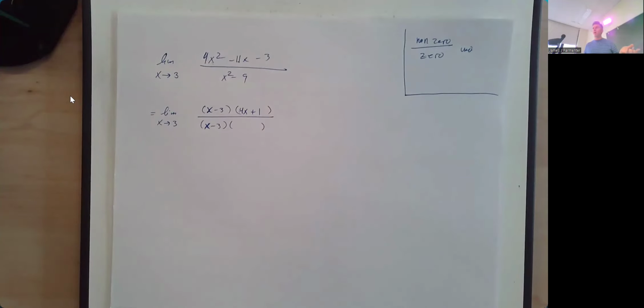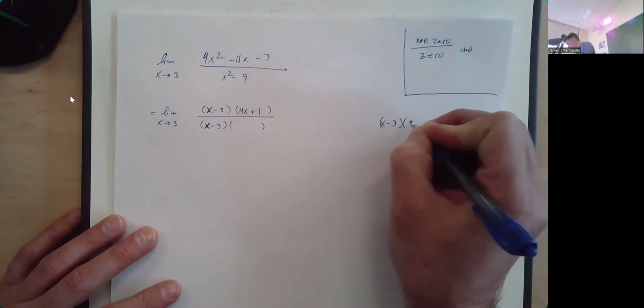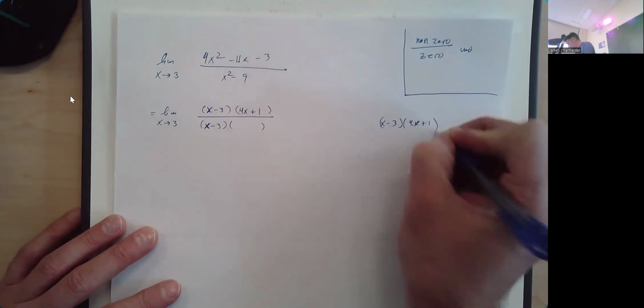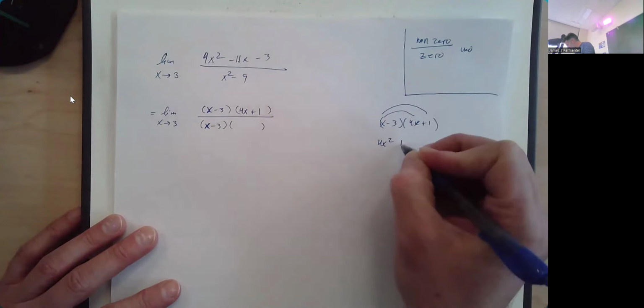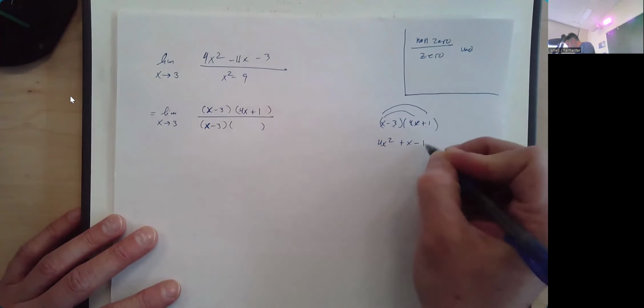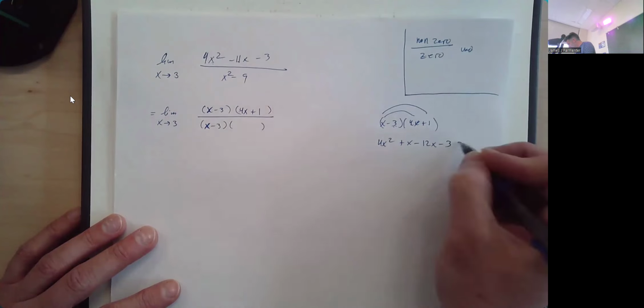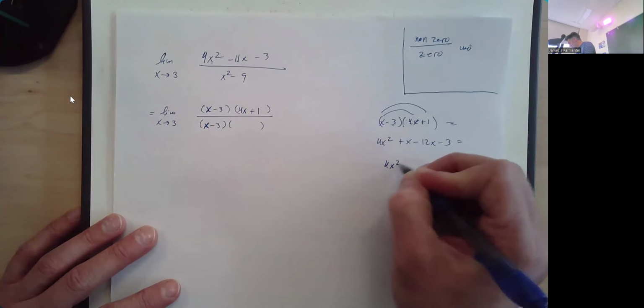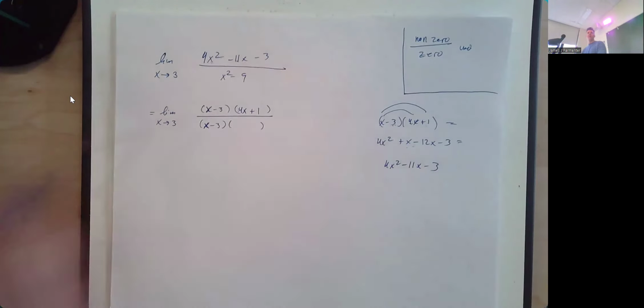Now we can check if we want to. If you want to go over here and FOIL it out, x minus 3 times 4x plus 1, that's going to be x times 4x, x times 1, -3 times 4x, and -3 times positive 1. And that's going to be 4x squared, x minus 12x is minus 11x, minus 3. Oh, that's exactly what I had in the numerator there.